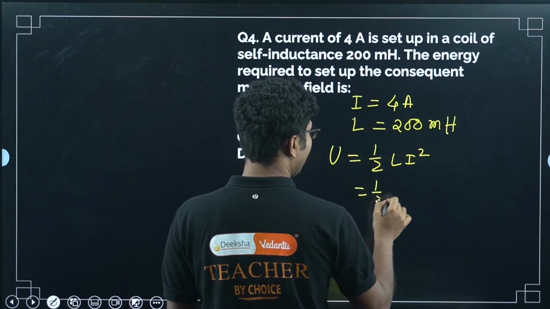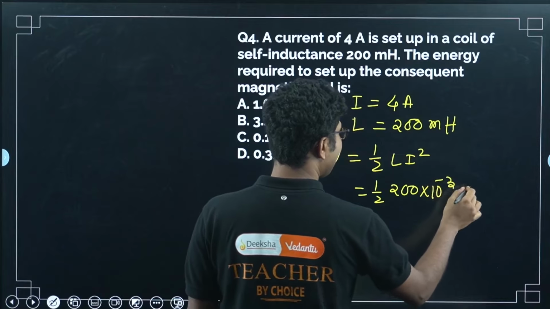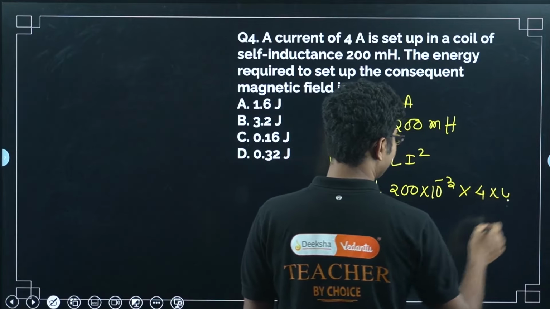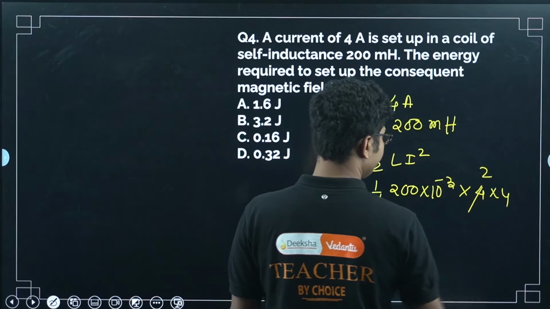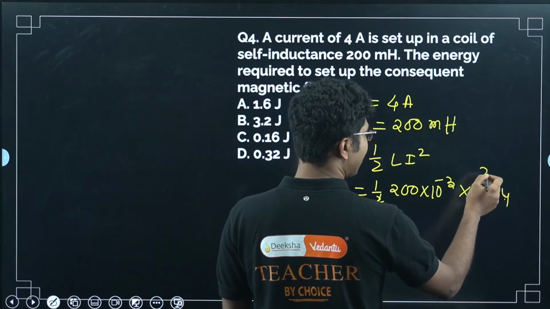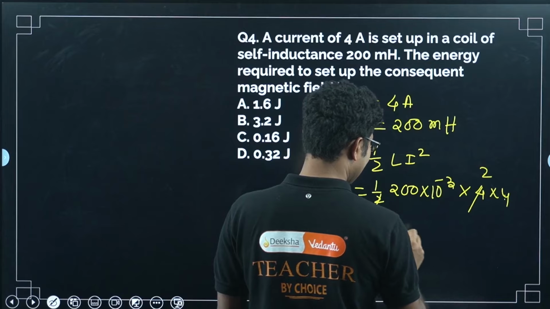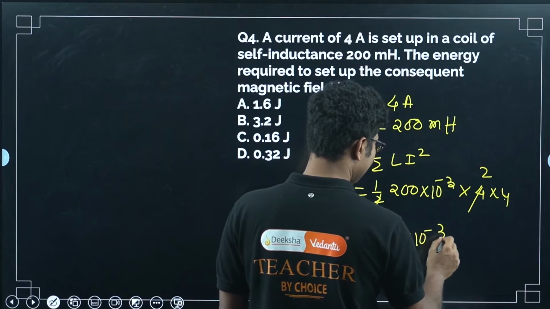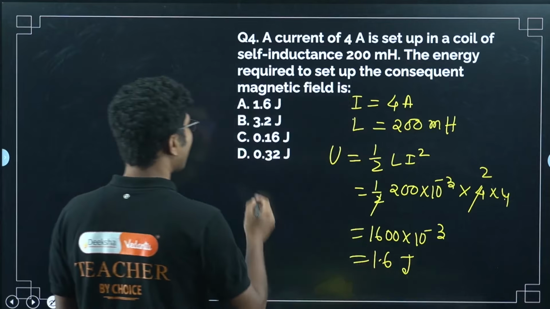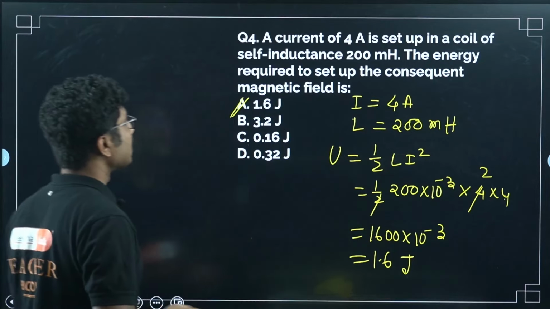So half L, where L is 200 millihenry, milli means 10 to the power of minus 3, and I is 4, so 4 times 4, 16, times 2, so it will be 1600 times 10 to the power of minus 3, so 1.6 joules. So 1.6 joules is the answer. Simple problem, simple answer, not too complicated.